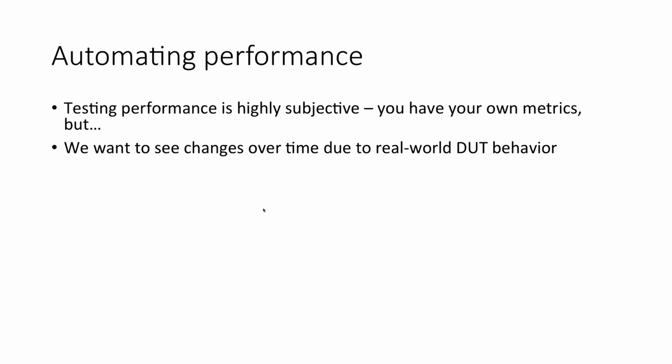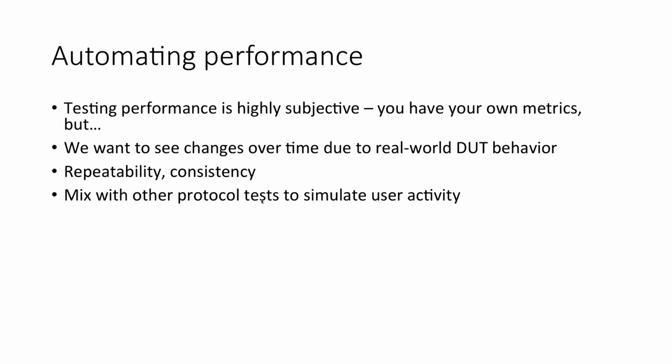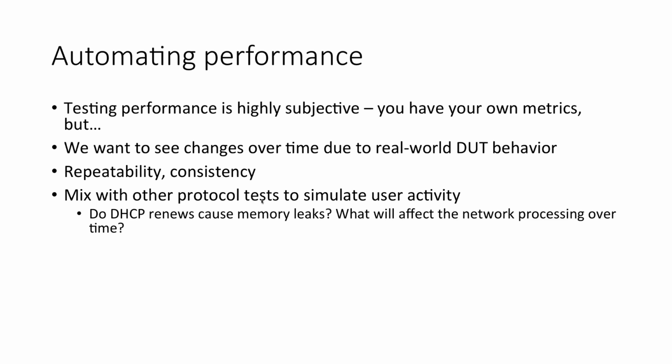And that is, as users see it, will the performance change? Testing this in any way that can provide empirical results requires repeatability and consistency. We want to be able to mix performance tests with functional tests to simulate user activity while we're doing these performance tests. So if we do a bunch of DHCP renews, is it going to cause memory leaks? What sort of things will affect the network processor over time?